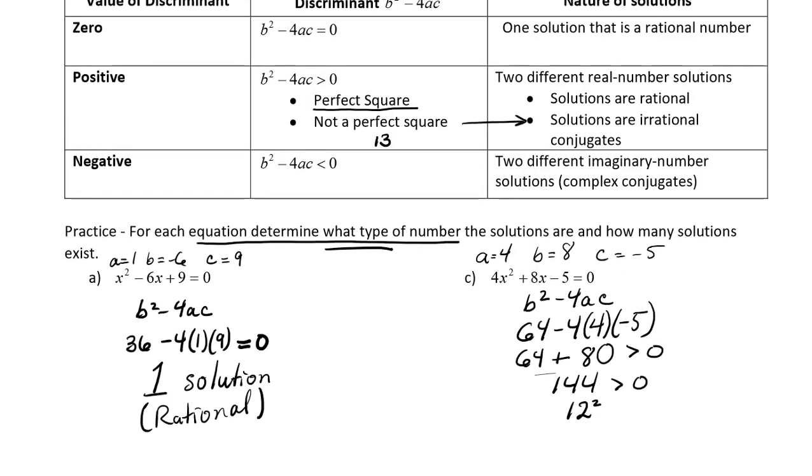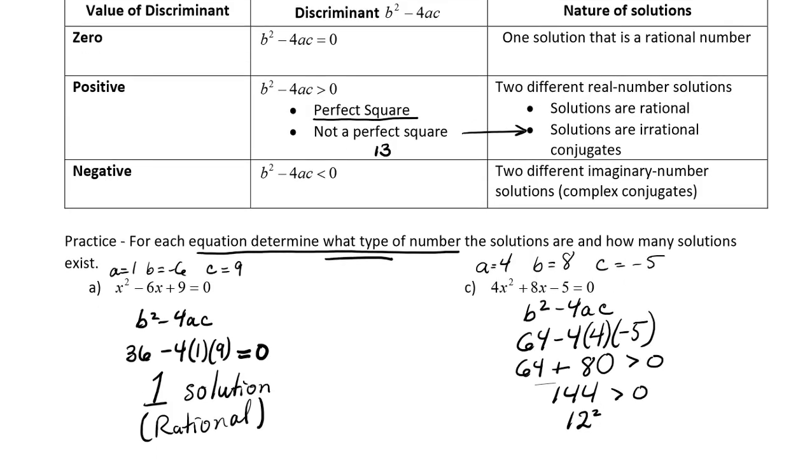So we can go back up to our table and notice that we have a perfect square this time. And so we'll have rational solutions, but there will be two solutions. Two rational solutions.